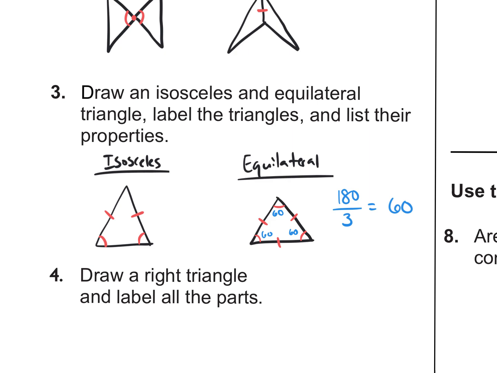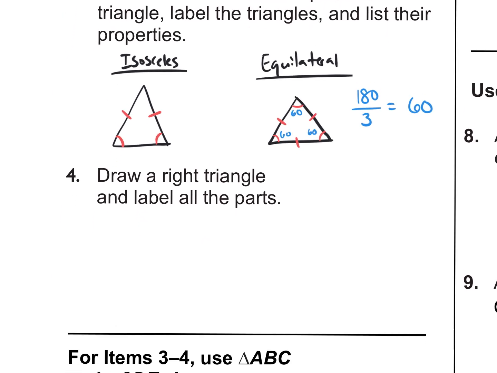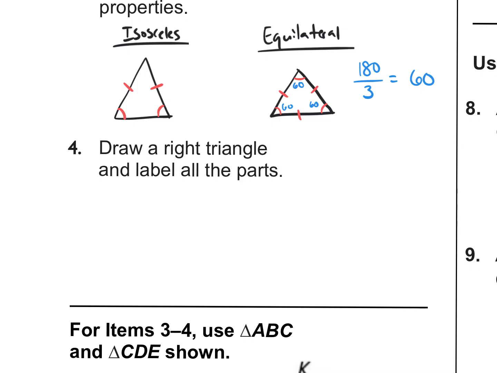Okay, and then last one here, number 4, says draw a right triangle and label all of the parts. What classifies a triangle to be a right triangle? A 90-degree angle. Yep. So we have our 90-degree angle. What are the other important pieces? Yeah, it'd be the hypotenuse. What side is the hypotenuse? It is the longest. It's across from the 90. Yep. So this is the hypotenuse.